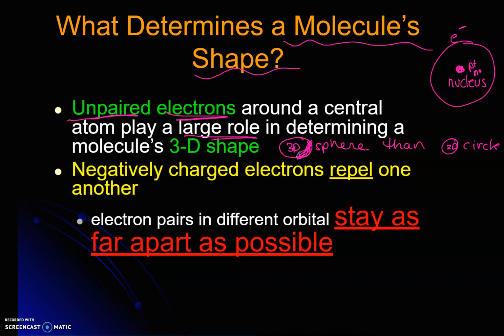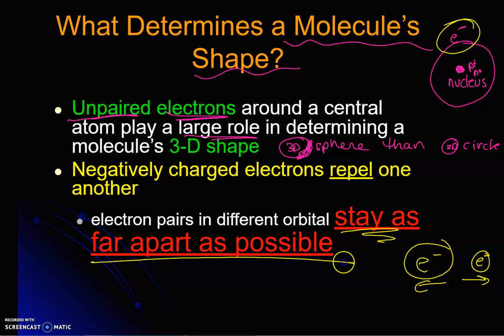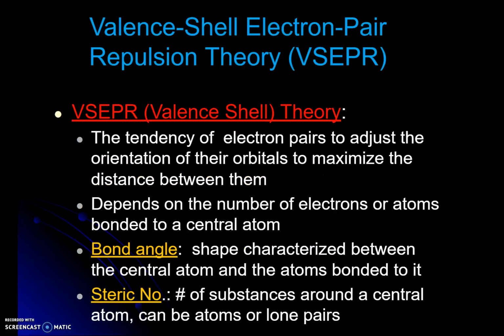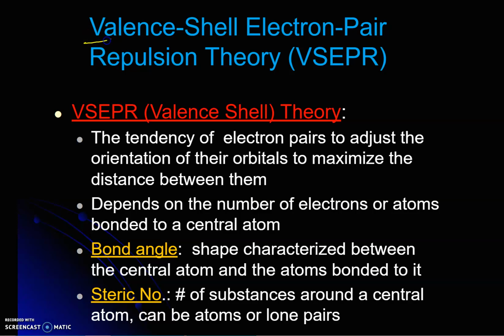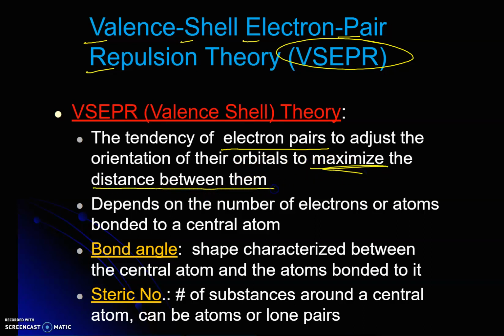All right, and if everything has these negatively charged electrons, what does one electron do to another electron? They repel. They want to stay as far apart from one another as possible. So that's what we have to keep in our minds, is that there is this valence-shell electron pair repulsion theory, or called VSEPR for short. Okay, and that is the tendency of these electron pairs to change how they are positioned so that they maximize the distance between them. They are repulsed by one another.